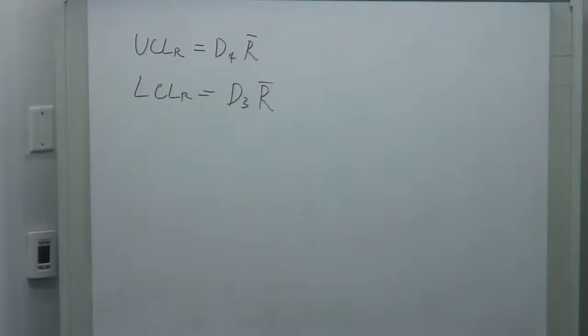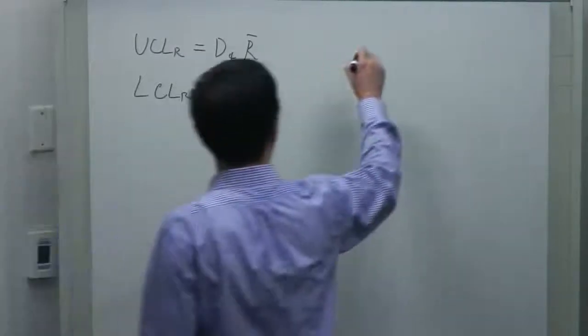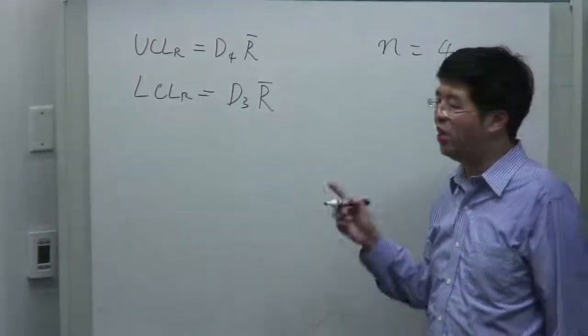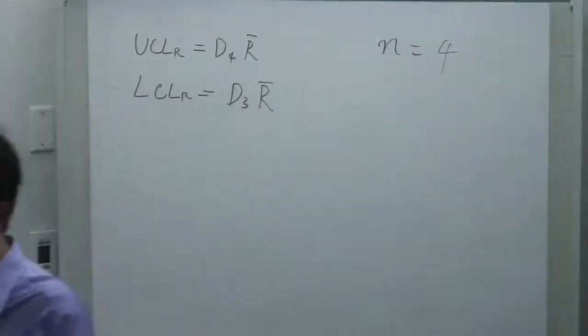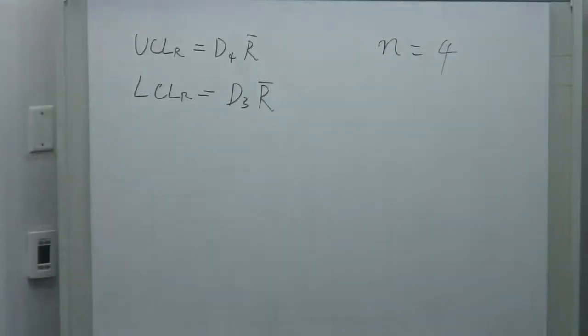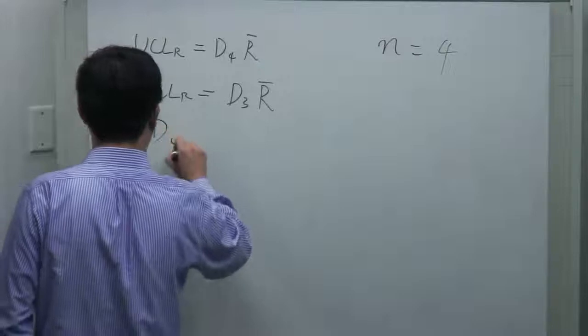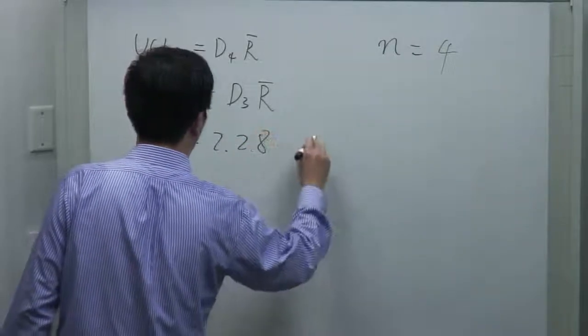What is the sample size n here? What is the value of n? n equals 4. Agree, everyone? With n equal to 4, if you have a textbook, you go to page 433 and find this row, that's n equal to 4. And for n equal to 4, those are the corresponding D4 and D3. And D4, as JJ has found, is equal to 2.28, right, JJ? Yes. What about D3? What do you find in this chart?